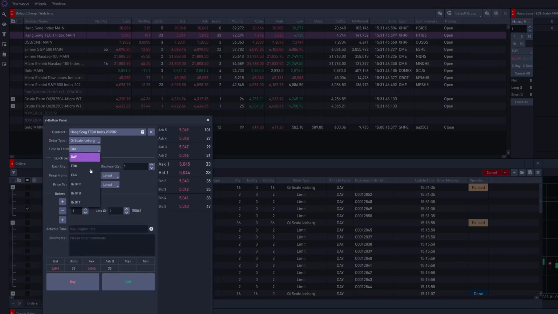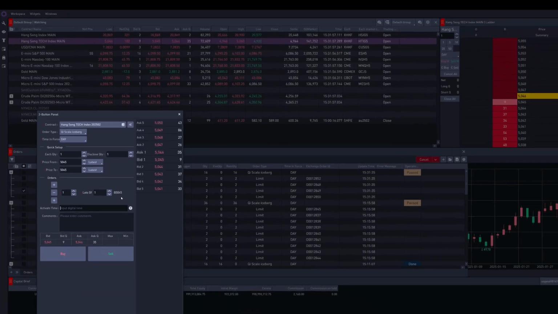Chi Scale Iceberg order can also be used in conjunction with GTC, GTT, GTD and Activate Time. That's all for the introduction of the Chi Scale Iceberg order.